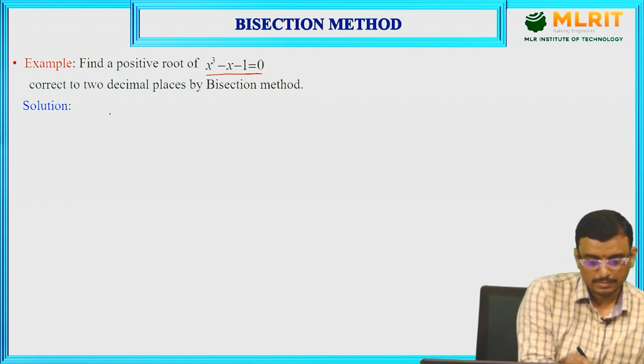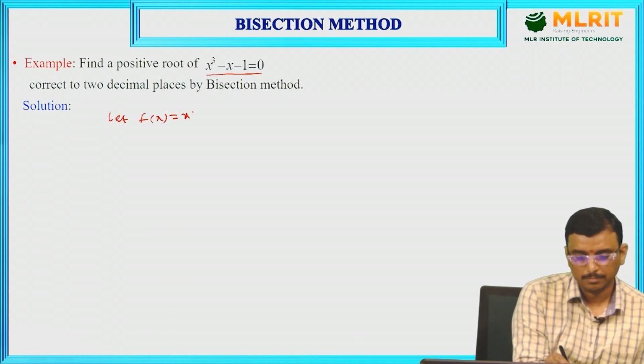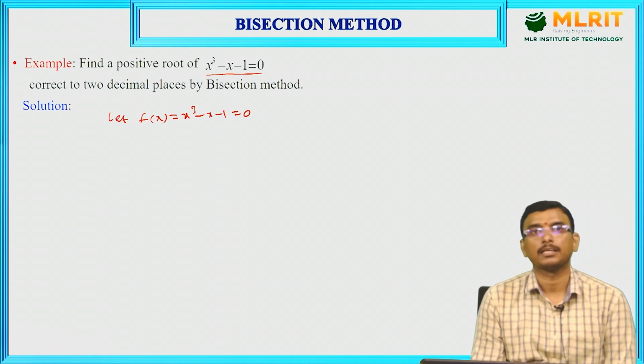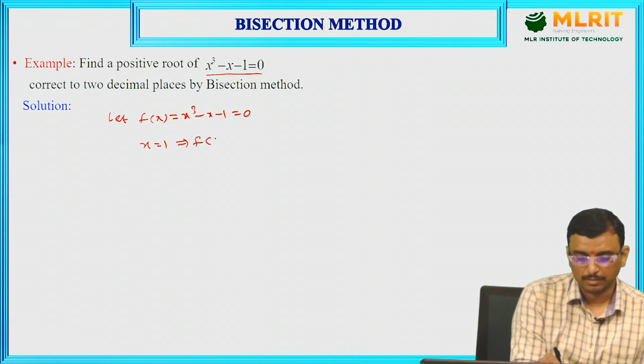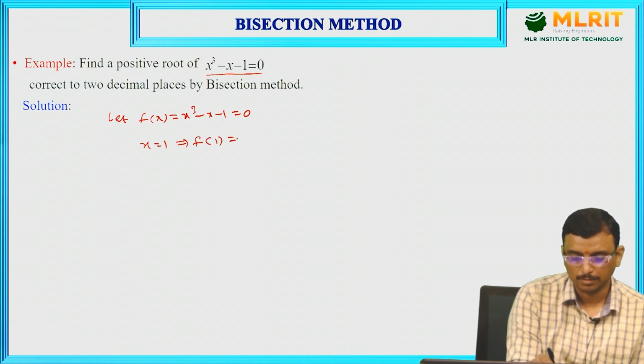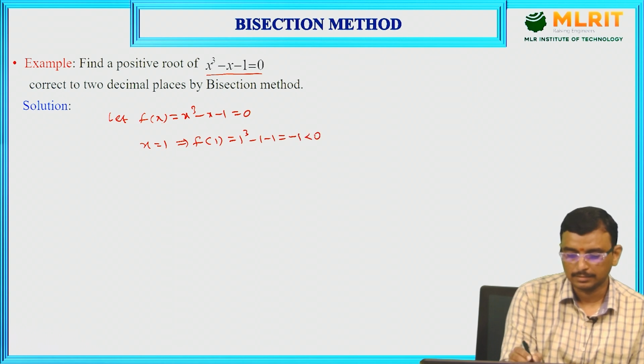So, let f(x) = x³ − x − 1 = 0. Here the interval is not given, so we have to choose the values. Let x = 1. So f(1), the functional value at 1, is 1³ − 1 − 1 = −1, which is less than 0.